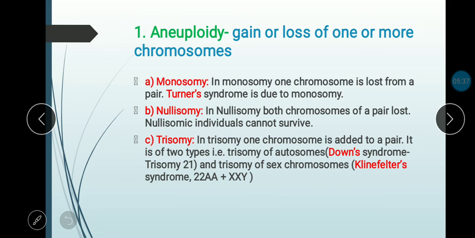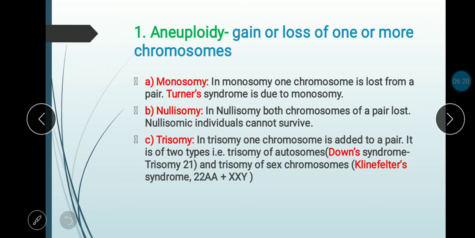It is due to monosomy. In such aneuploidies, gain or loss of one or more chromosomes takes place. Loss of one chromosome is monosomy. The second type is nullisomy. In nullisomy, both chromosomes of a pair are lost, and due to this the individual who is born cannot survive and dies. The third type is trisomy. In trisomy, one chromosome is added to a pair.